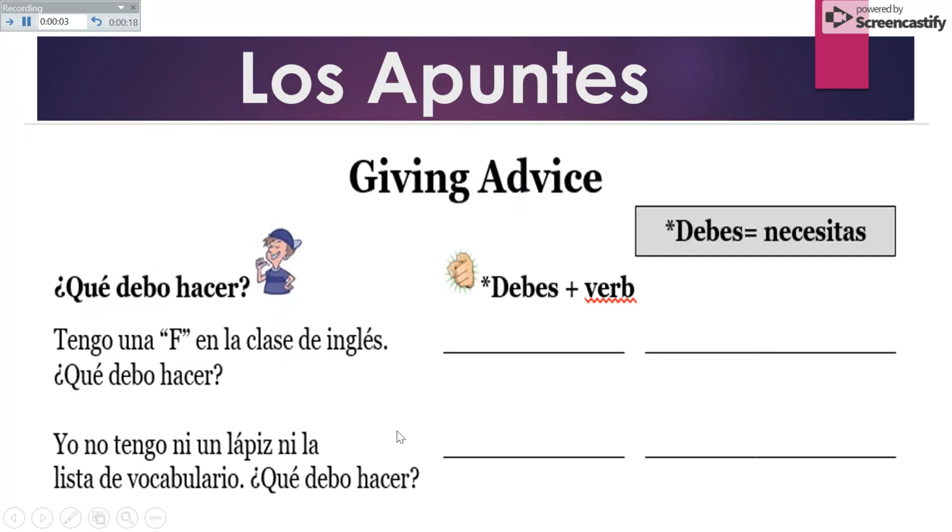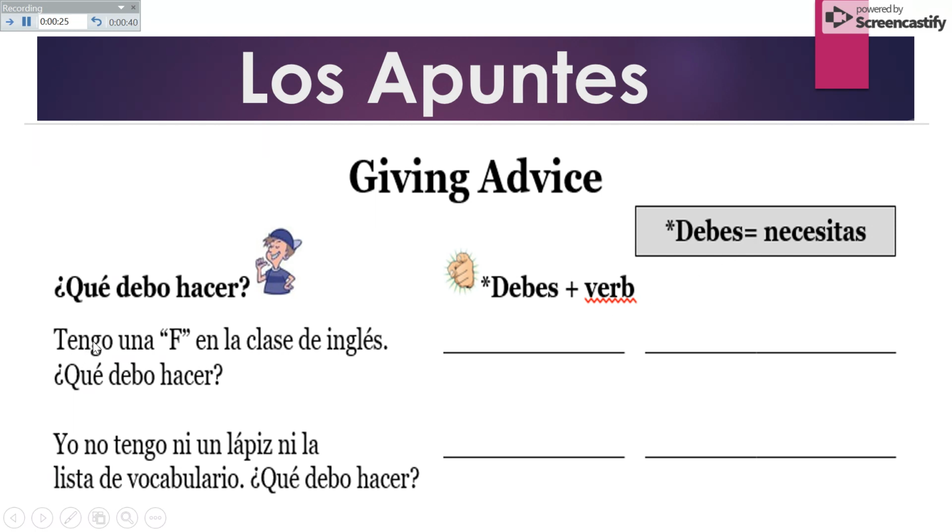Giving advice. If someone were to ask you, "¿Qué debo hacer?" you will respond with debes and then the verb in the infinitive. Debes is the equivalent of necesitas in that you're telling someone what they should do. So you're saying, you should do this.